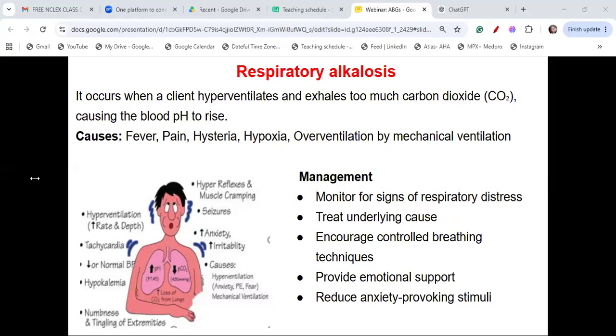And when we talk about the management, again, you need to monitor for signs of respiratory distress. You treat the underlying cause. If a client is in pain, you give analgesia. When a client is experiencing a panic attack, what do you do? You teach them to control their breathing or remove them from whatever is causing them panic. Also, you encourage controlled breathing techniques. You provide emotional support and reduce anxiety-provoking stimuli.